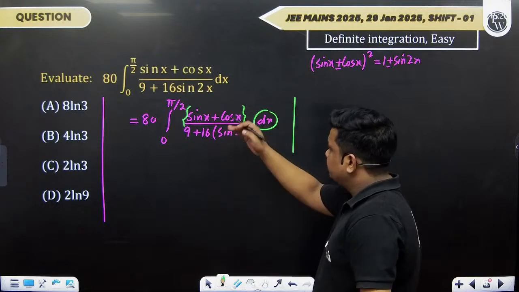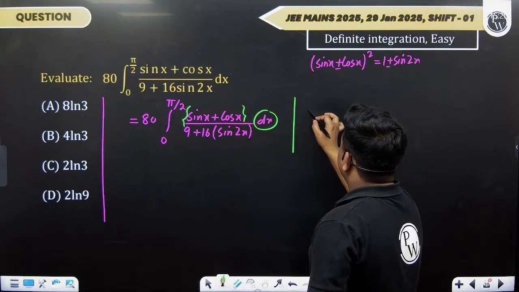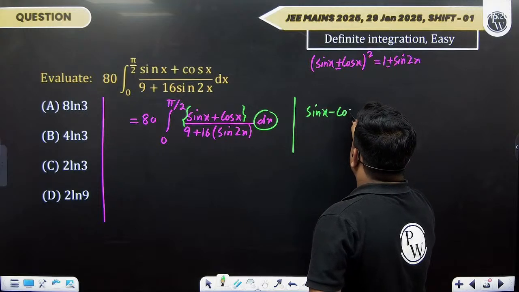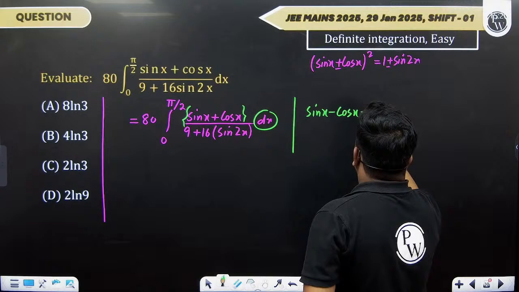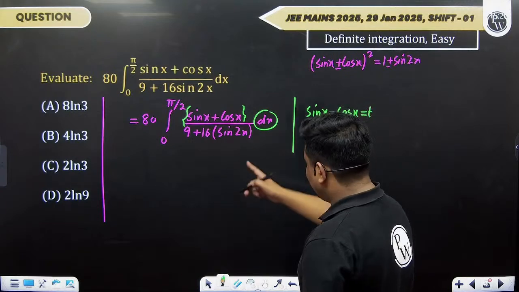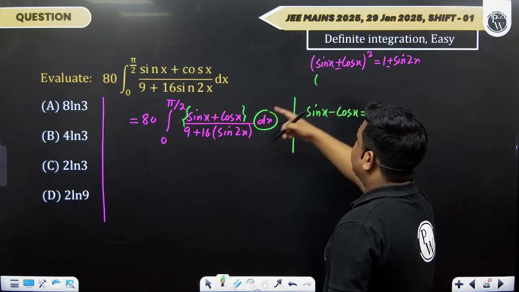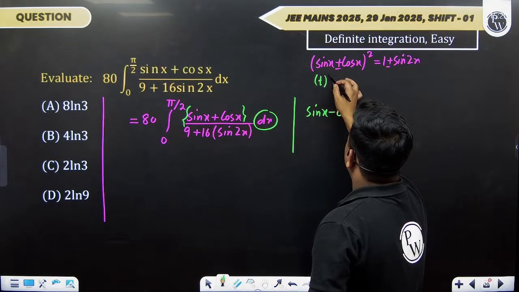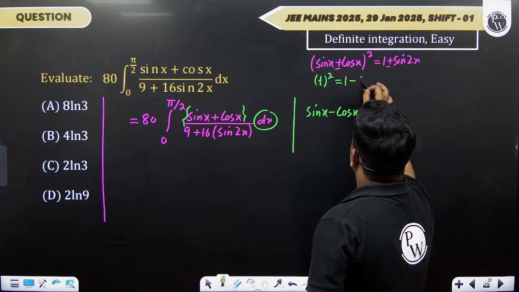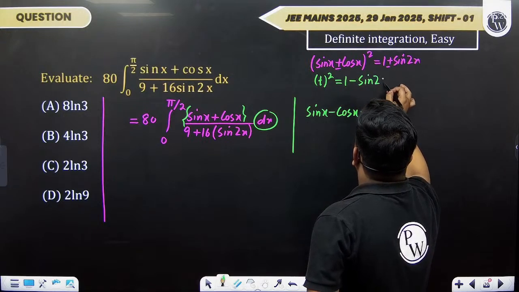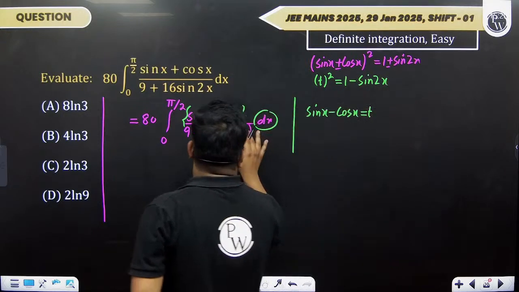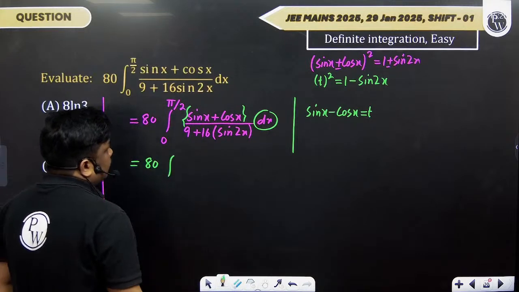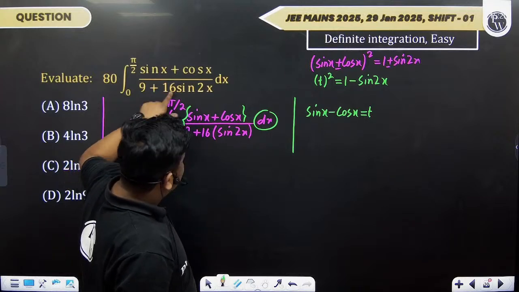make in the numerator. So our assumption will be sin x minus cos x as t. So this thing will be dt. Now let's see what will be sin 2x. So sin x minus cos x is t, which means t square equals 1 minus sin 2x. We'll replace this here and we'll solve.